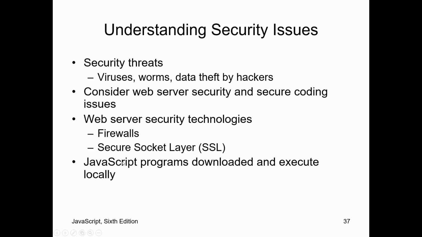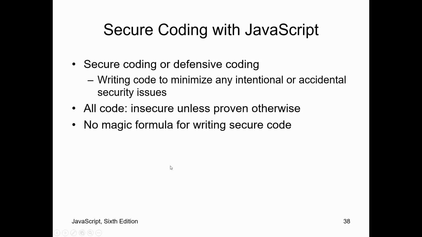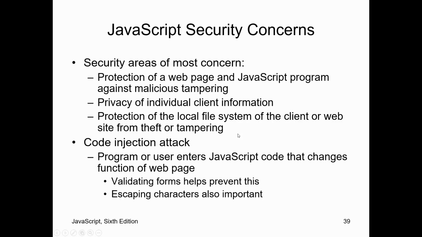JavaScript programs typically can be downloaded and executed on the local machine only. You always want to write code to minimize anything happening, purposely or accidentally. For example, you want to make sure that the code that handles your forms, which we talked about in an earlier chapter, is as secure as possible. So go with the mantra that everything is insecure until you prove otherwise. There is no magic formula for writing secure code. And the problem is, as soon as you figure out, oh, I did this and now I can keep out this virus, another virus pops up.